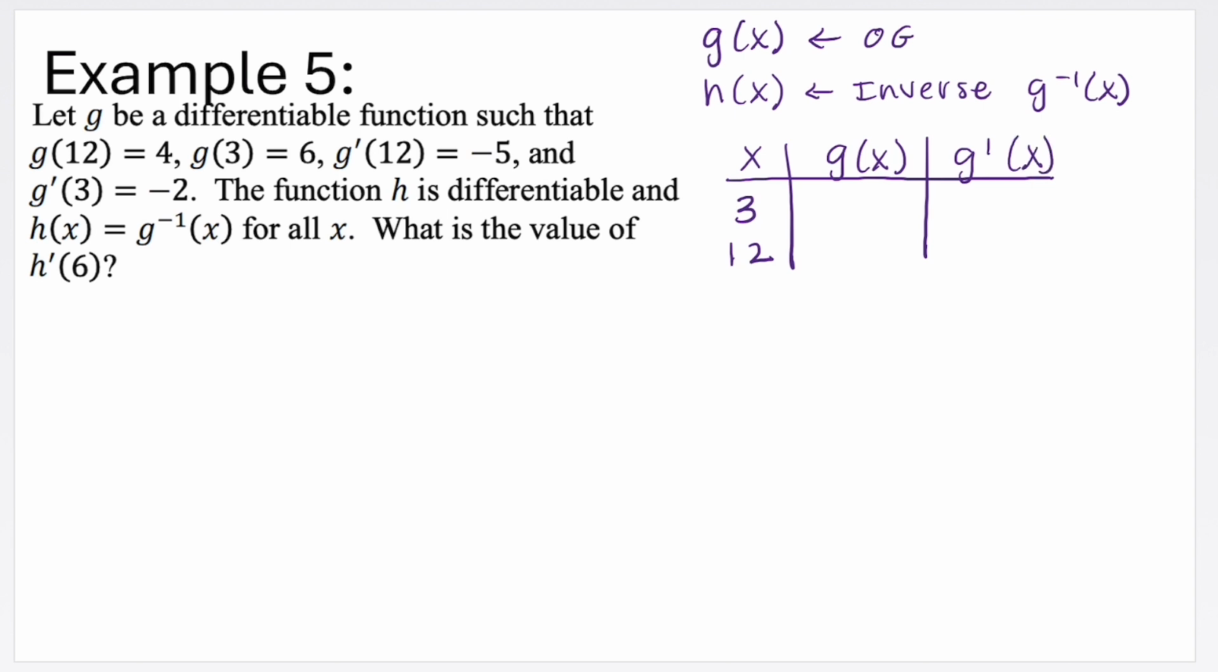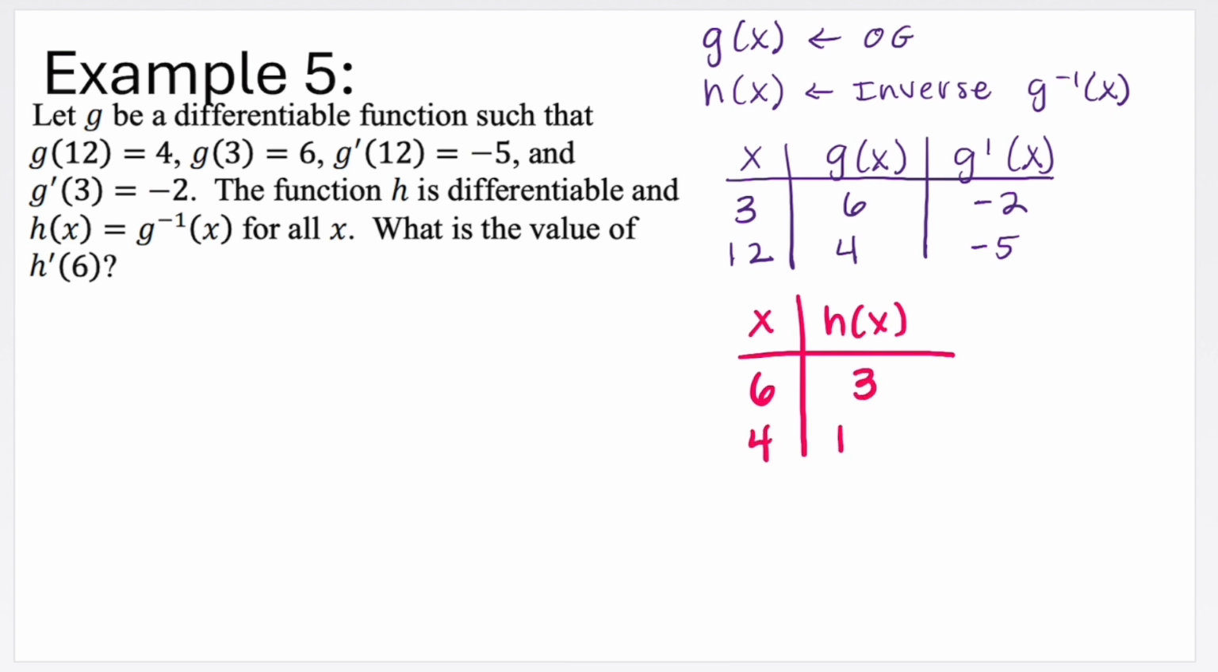So I know that at 3, g of x is 6, and at 12, g of x is 4. The derivative of g at 3 is negative 2, and the derivative of g at 12 is negative 5. And then since I know that h and g are inverses, I can use this piece of the table, the x values and the g of x values, and I can flip them around. So I can know that for x and h of x, when x is 6, h of x is 3, and when x is 4, h of x is 12.